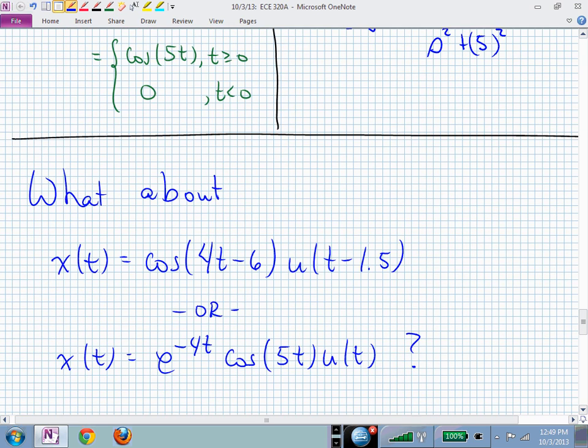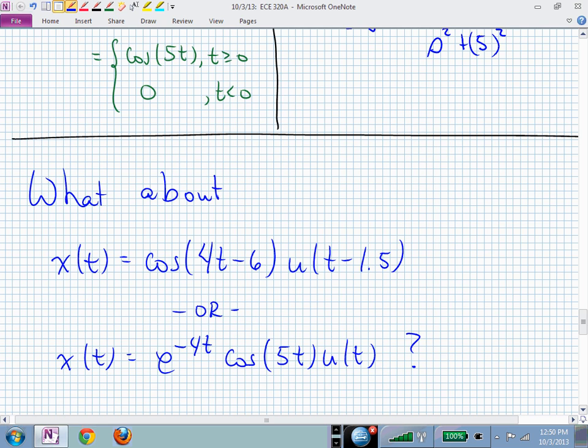What about these signals? If I now gave you x of t equal to cosine 4t minus 6, and now I'm throwing the switch on at time t equal 1.5. That's a little different than what we've looked at before, isn't it? Before, our argument in the cosine was just omega t. Now it's omega t minus some delay.